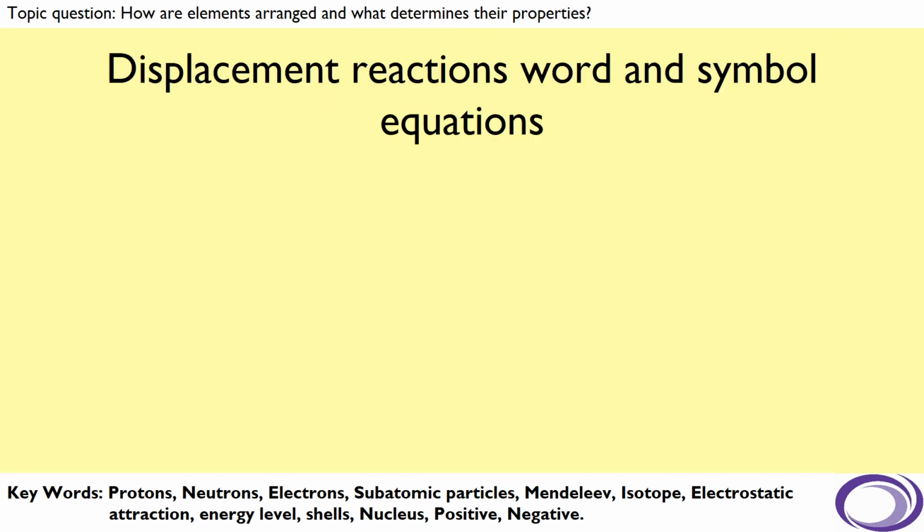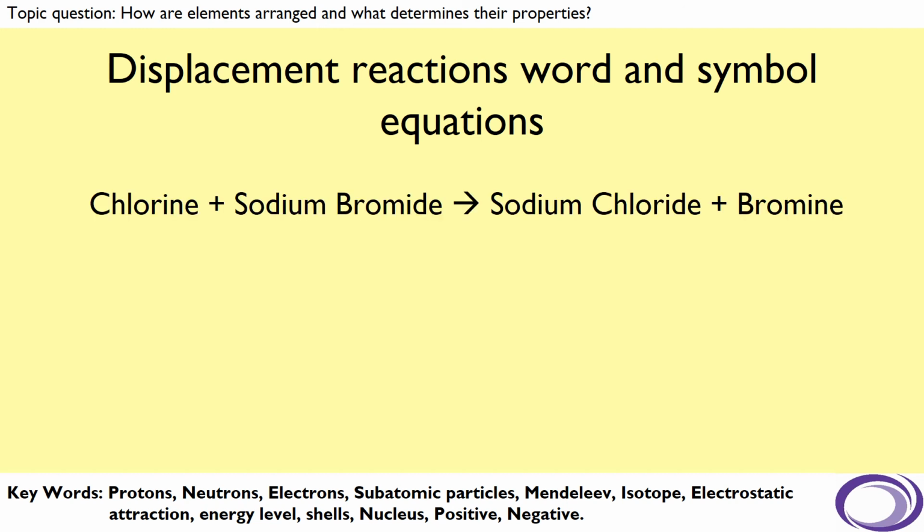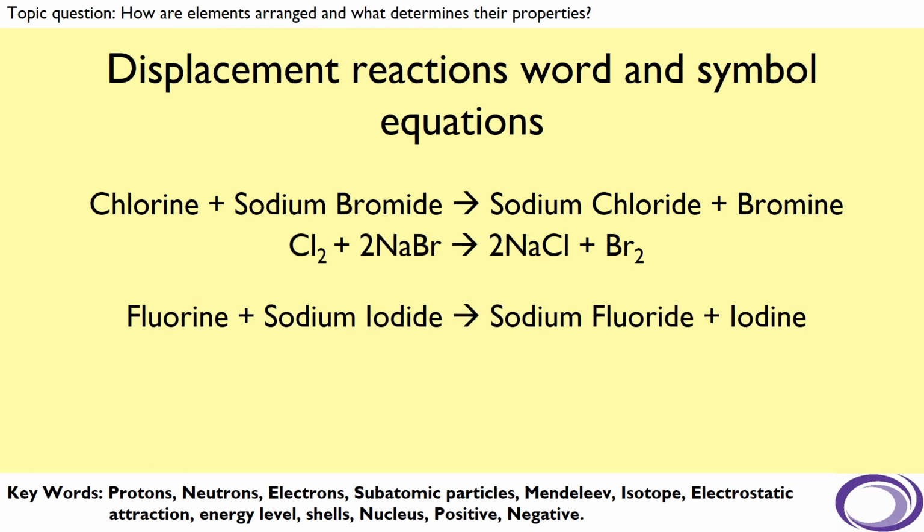Now, you could be asked to complete displacement reaction word and symbol equations. So here, in this example, chlorine reacting with sodium bromide will form sodium chloride plus bromine. And another example, fluorine, when it reacts with sodium iodide, will produce sodium fluoride and iodine.